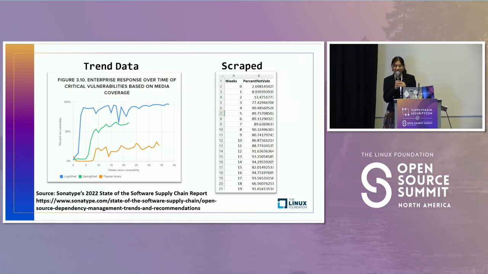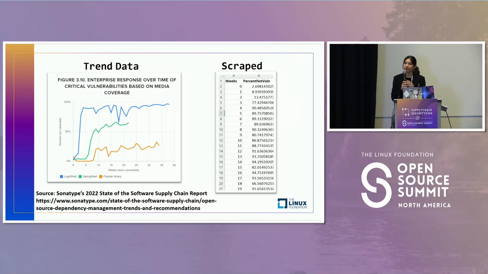from Sonatype's 2022 State of the Software Supply Chain Report. So on your left, you see a graph of log4shell, Spring Shell, and a third popular library that was unnamed. And this is the relationship between the percentage that they are not vulnerable versus the weeks since vulnerability. And this graph is kind of interesting because it's based on media and press coverage, not only within the open source community, but externally, social media and the public eye.